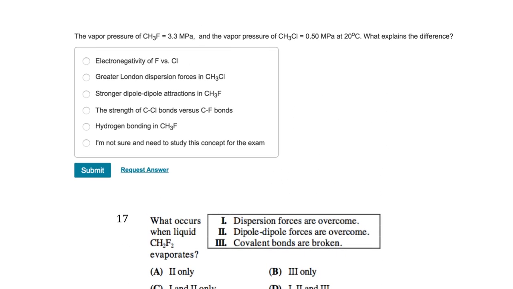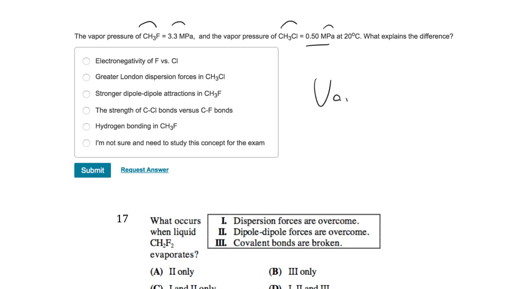So the vapor pressure of CH3F is 3.3 megapascal. Let's not worry about what that means per se, but you might remember mega is 10 to the 6, so that's 10 to the 6 pascal. And then the vapor pressure of CH3Cl is 0.5 of that same unit, so that's lower. So the vapor pressure of CH3F is higher, CH3Cl is lower. And so now what explains the trend?